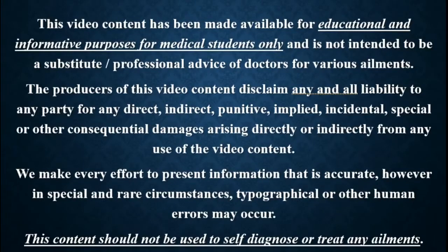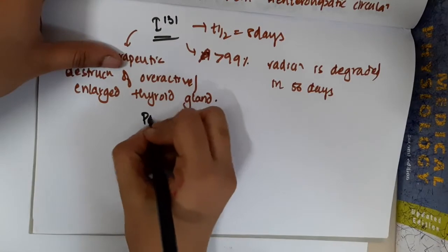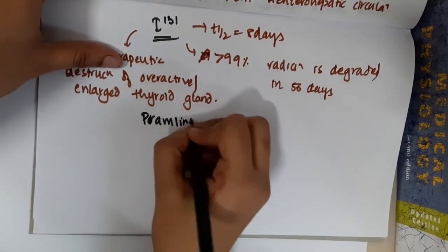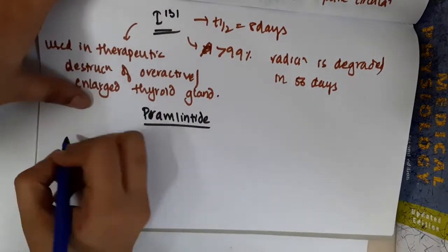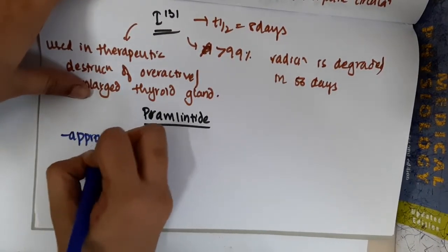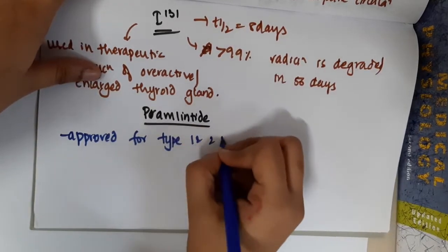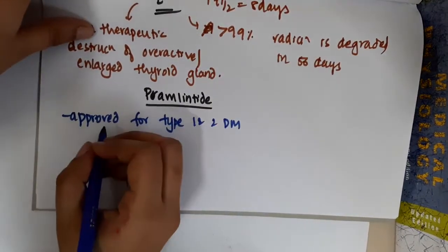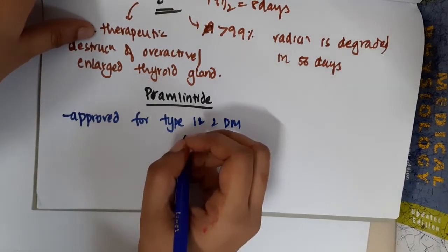In this lecture, we will learn about some important points about pramlintide. So, what is pramlintide? Pramlintide is mainly approved for type 1 and type 2 diabetes mellitus.